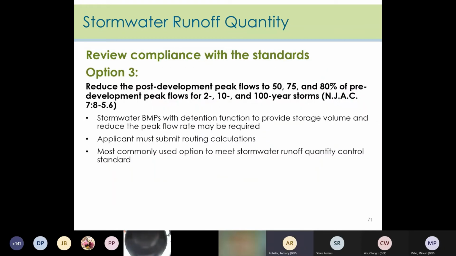We will not be covering option 2 as that was previously covered, and skip ahead on to option 3. So option 3 is the most commonly used, and although that doesn't mean that we don't see many errors in the way it is used, this option requires use of stormwater BMPs with a detention function and outlet control structure to attenuate flow.